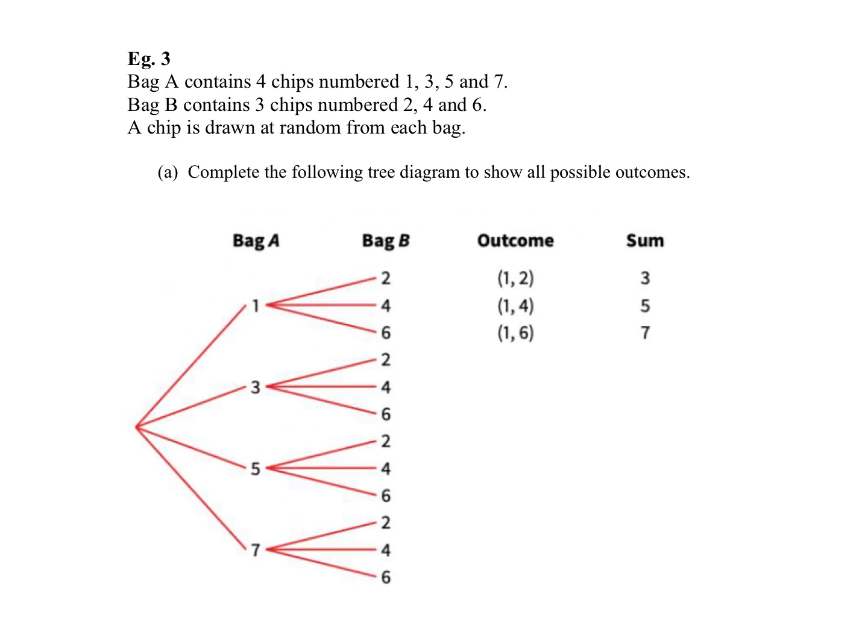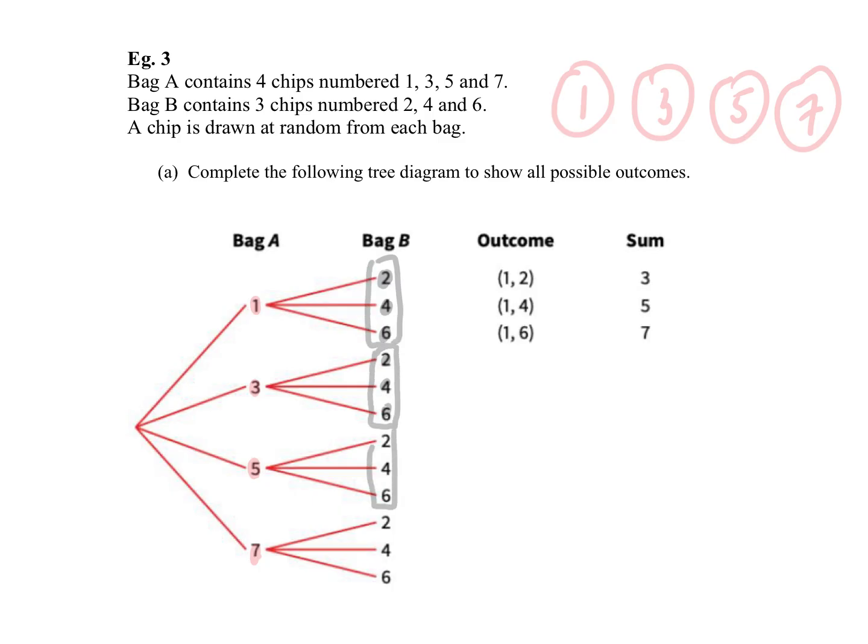I have a bag. Bag A has 4 chips. Each of the chips is like a coin, okay? So 1, 3, 5, 7. So bag A has these 4 chips. These are my 4 outcomes from bag A. Then I'm going to draw from bag B. Bag B has 3 different chips, which are 2, 4, 6. Can you see it keeps repeating? Okay, so write down all the outcomes.